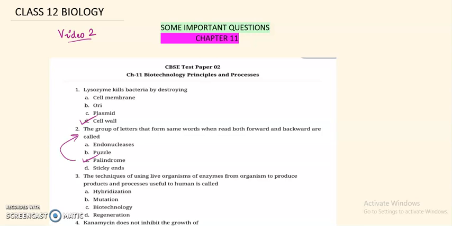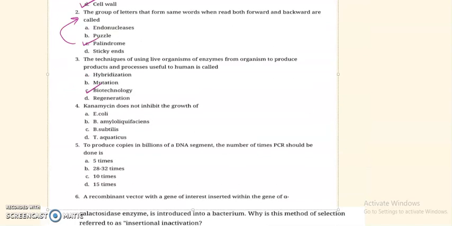Next question is: the techniques of using live organisms or enzymes from organisms to produce products and processes useful to human beings is of course biotechnology, that we have studied in chapter number 11. Kanamycin does not inhibit the growth of... So kanamycin will not be effective in the case of E. coli, because E. coli does not carry any gene of antibiotic resistance.